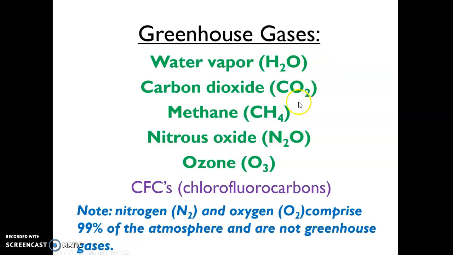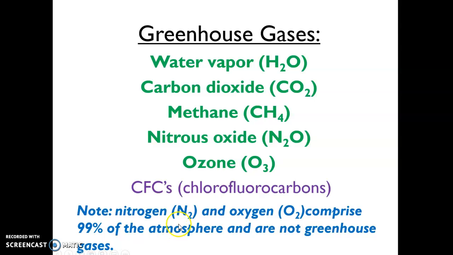So these 1, 2, 3, 4, 5 are in green because they can and do naturally exist in the atmosphere. This last one in purple is only a result of synthetic production by humans. Now, a very important point here. Most of the atmosphere does not consist of these greenhouse gases. They exist in very small quantities, very small.